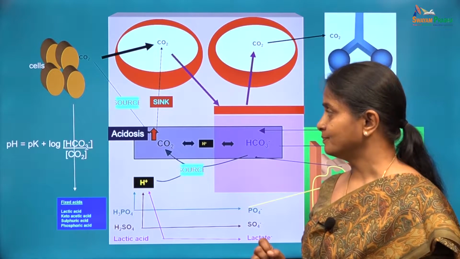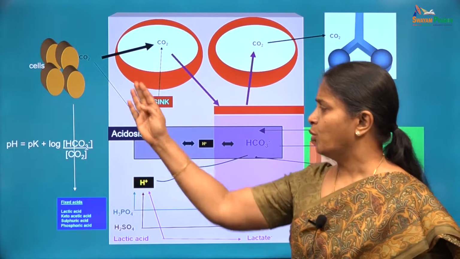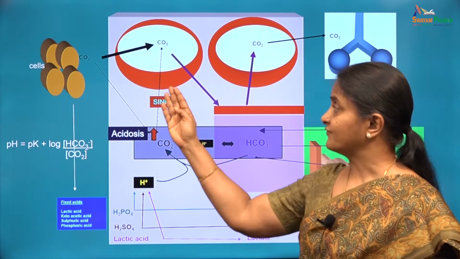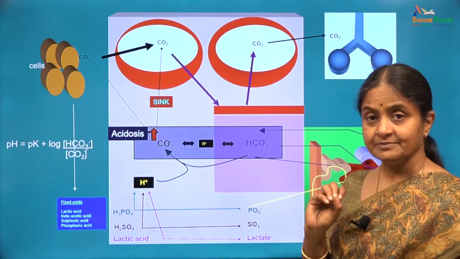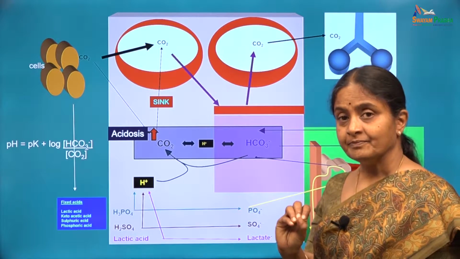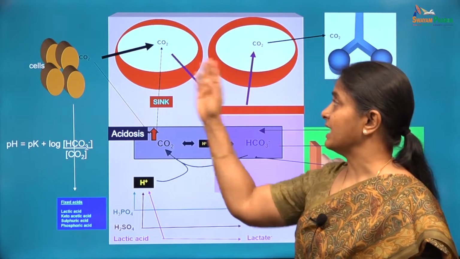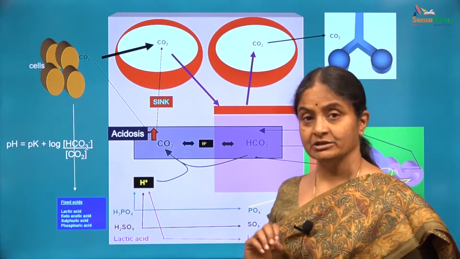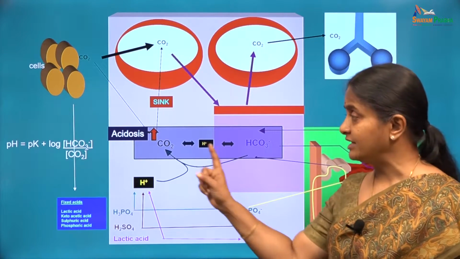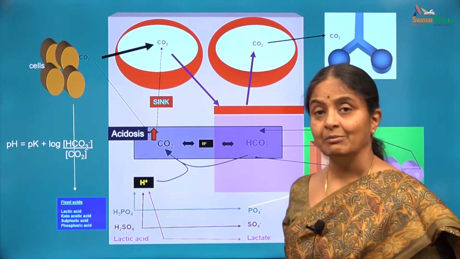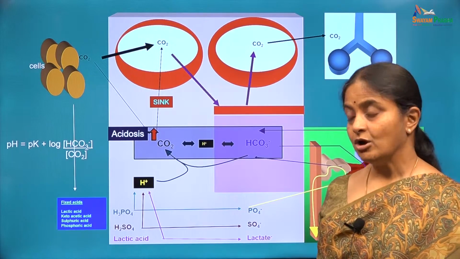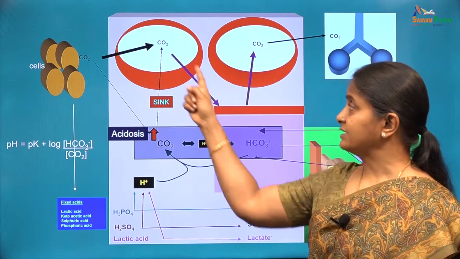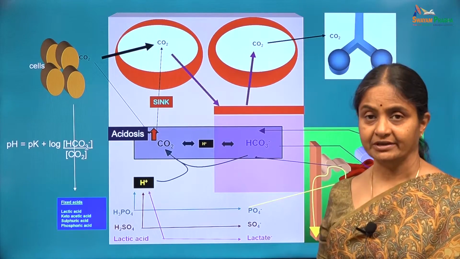The answer is no, because whatever be the carbon dioxide that is formed from these sources, if the removal system is normal, then whatever is formed can be adequately handled. So, increased formation of carbon dioxide is never a cause for increase in plasma carbon dioxide. The only cause for an increase in plasma carbon dioxide is when the removal mechanism is inadequate.